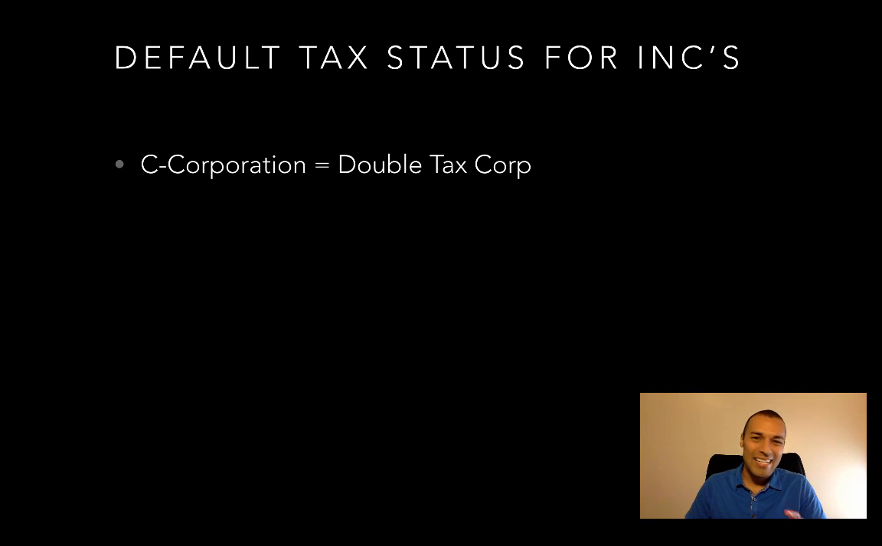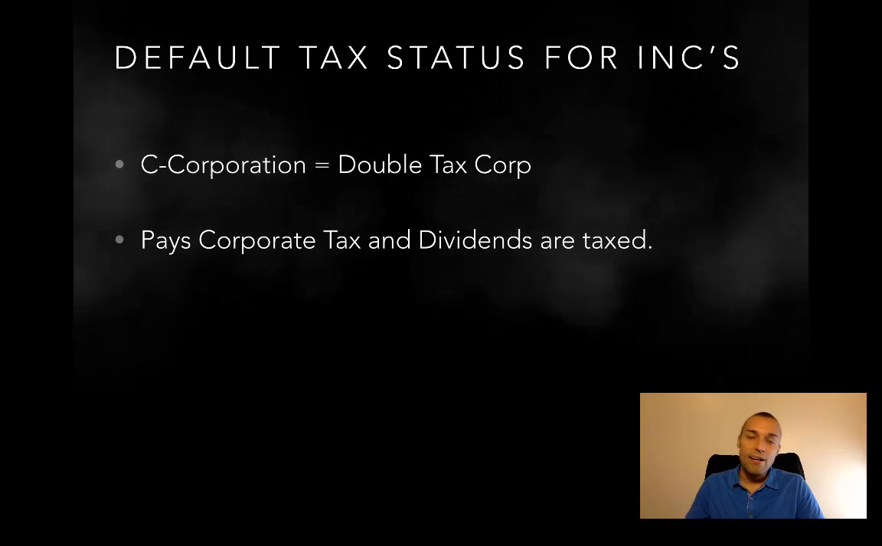Really popular for a lot of tech startup companies. C corps in Delaware, C corps in Nevada. So that's the default tax status for Inc. So you don't have to elect that. It's just the default, and that's how the IRS will treat you. If you want your Inc. to be an S corp, then you have to elect otherwise.